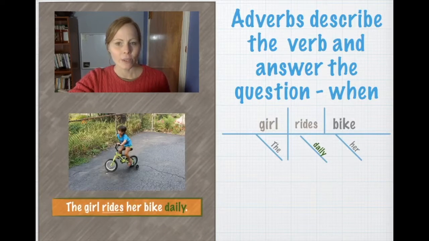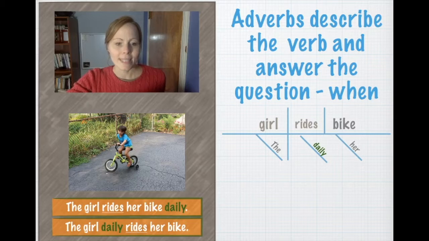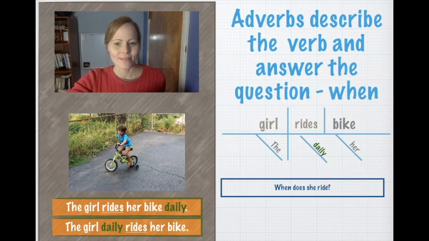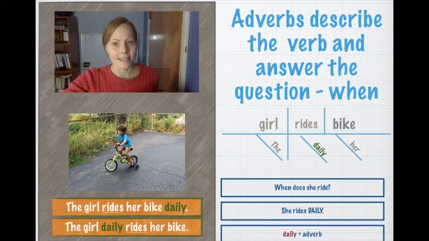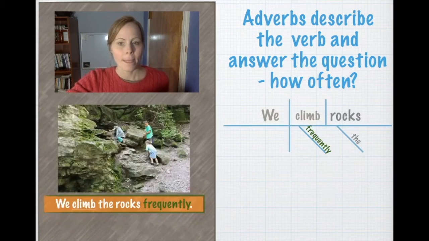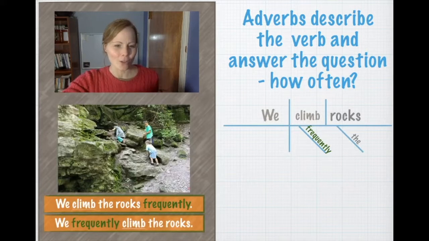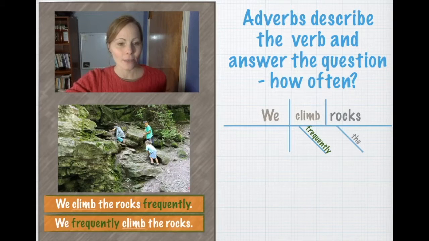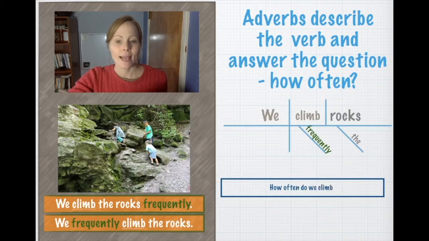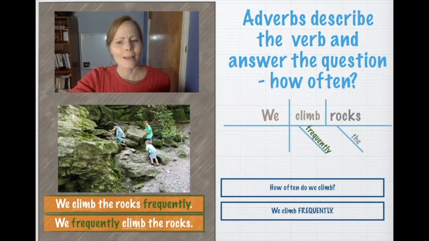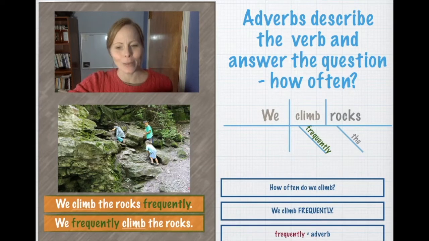They also answer the question when, as in this example, the girl rides her bike daily. Or the girl daily rides her bike. When does she ride? She rides daily. Therefore, daily is the adverb. It also answers how often. We climb the rocks frequently. Or we frequently climb the rocks. How often do we climb? We climb frequently. Therefore, frequently is the adverb.